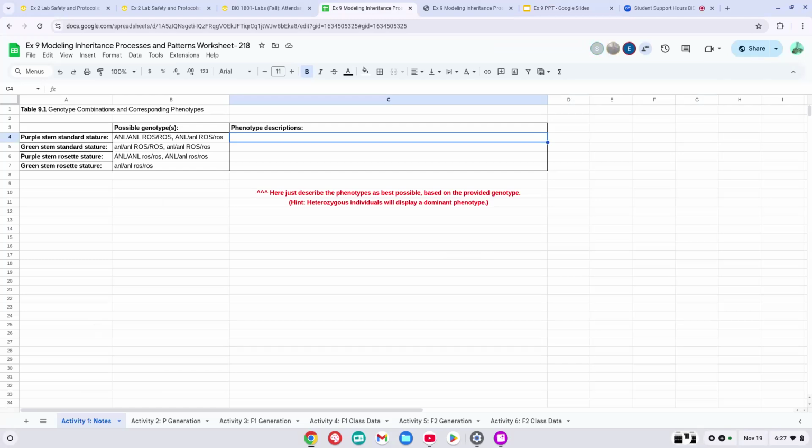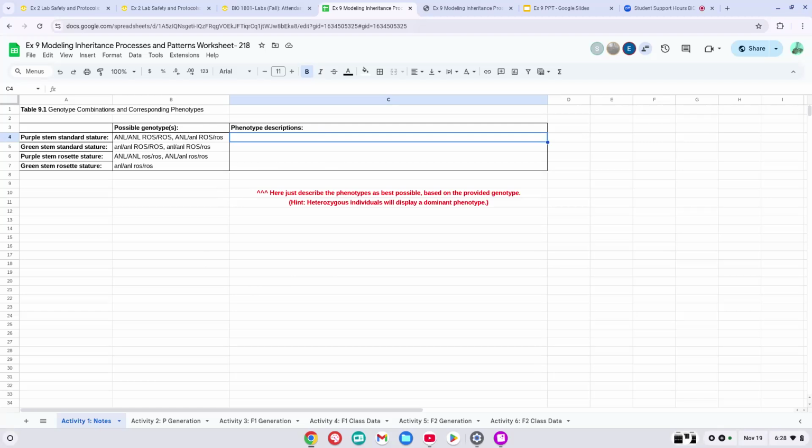So basically, we have a genotype combination with corresponding phenotypes. So we have a purple stem and standard stature plant with an ANL, ROS, homozygous dominant genotype, and then a heterozygous dominant genotype. All of them will have purple stem and stature. What would you describe their phenotype as?